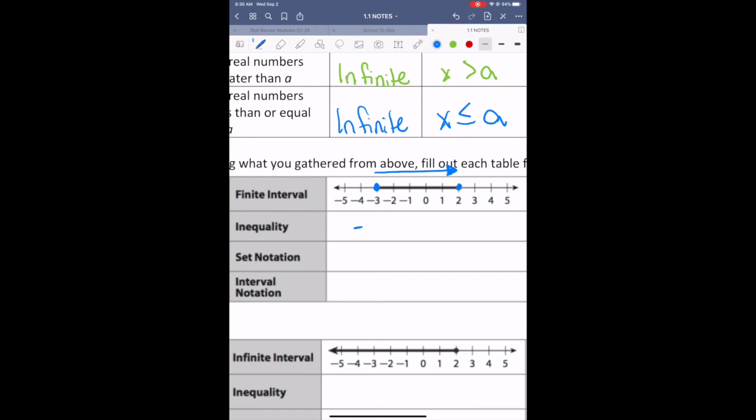So we know that we're including those points, right? So I'm going to start from the left, negative 3 to 2, as an inequality: negative 3 less than or equal to x, less than or equal to 2. It's that simple. Set notation, curly brackets, define our domain x such that negative 3 is less than or equal to x, less than or equal to 2. And interval notation, from left to right, negative 3 to 2, both points are included, so we use brackets around these 2 points.